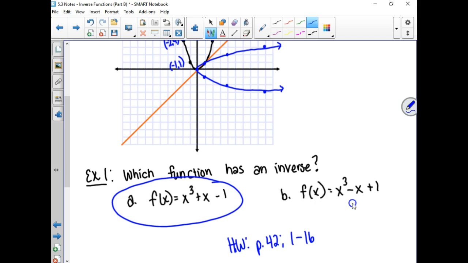Okay. 1 through 8, you're verifying the inverses, so you're finding f of g of x and g of f of x. Some of them will be real quick, some of them will take a little longer. 8 through 12, you're matching graphs of inverses, so you're looking for that reflection over the line y equals x. And then 13 through 16, you're just telling whether or not it would have an inverse. So if it's 1 to 1, it has an inverse. If it's not, it does not have an inverse.